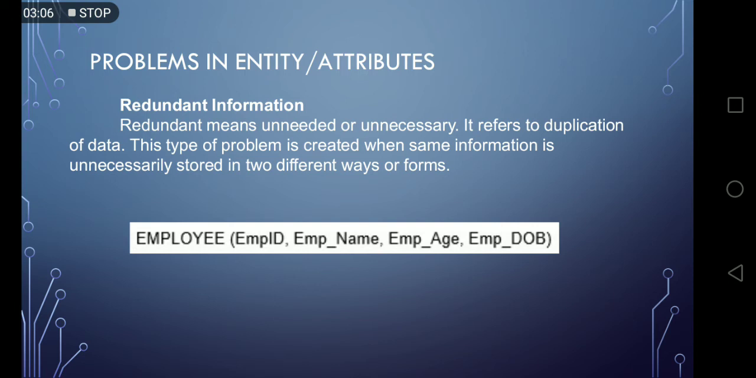As you can see in this employee relation, we have employee ID, employee name, employee age and employee date of birth attributes, and employee age attribute is having redundancy because age of the employee can be calculated from employee date of birth.